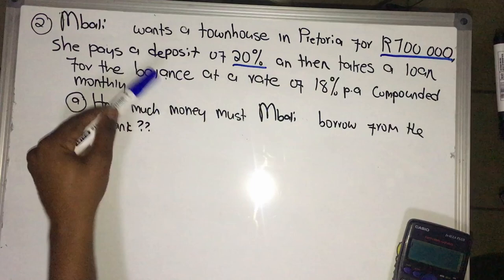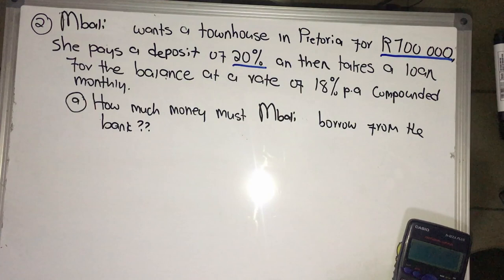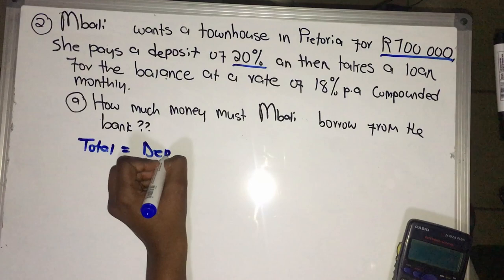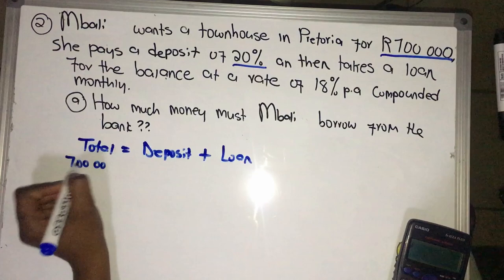Okay, so the loan is at 18% per annum compounded monthly. But how much money must Mbali borrow from the bank? Okay, so let's answer the question here. We understand the total already, 700,000. So it will look like the deposit plus the loan. Okay, and then the total is 700,000 rand for a house in Pretoria. Must be a very nice house.